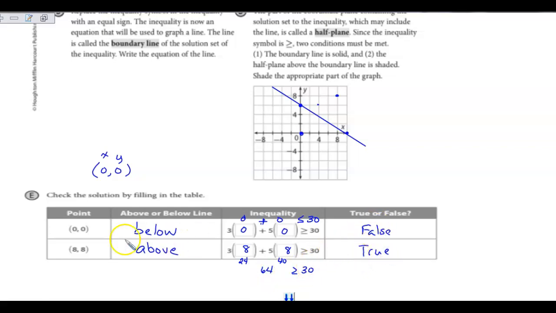So this is a true statement. What this is telling me is that I am going to shade above the line. So I'm going to get my highlighter here, and it doesn't have to be perfect. Just shade it in so you know which side of the line you can find the ordered pairs that make the solution. Okay?